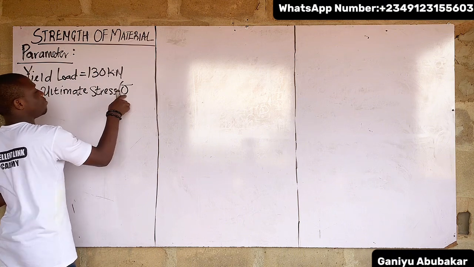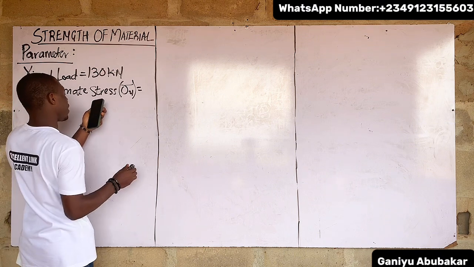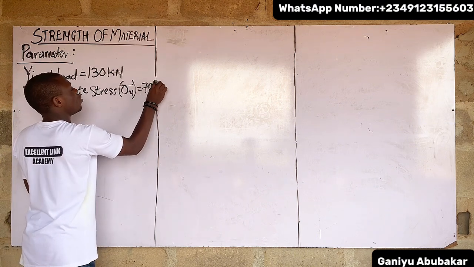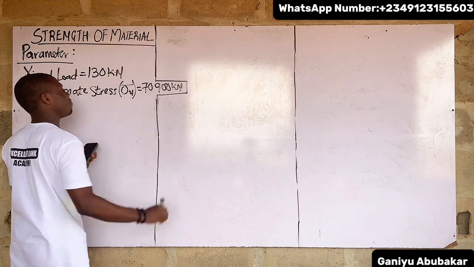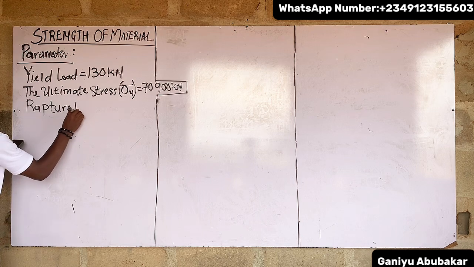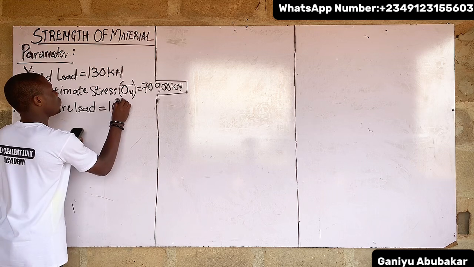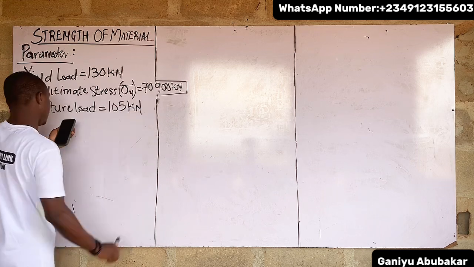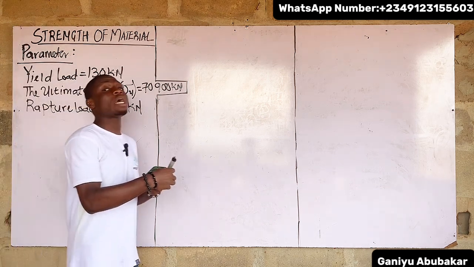We know that stress is sigma. Let me call it the ultimate stress, equal to, we're given, 7,900 kilonewton per meter squared as my ultimate stress value. Next up, the rupture load. I'm given the rupture load equal to 105 kilonewton. Diameter, I'm given 2 diameters there.